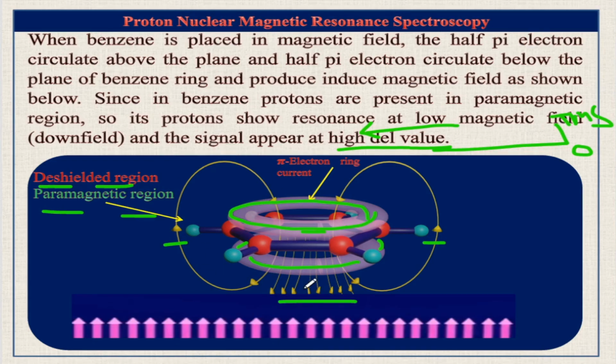In the center part, the induced magnetic field opposes the external magnetic field, while on the outer side this induced magnetic field reinforces the applied magnetic field. So this is the paramagnetic region, the deshielded region, and the center is the shielded region.